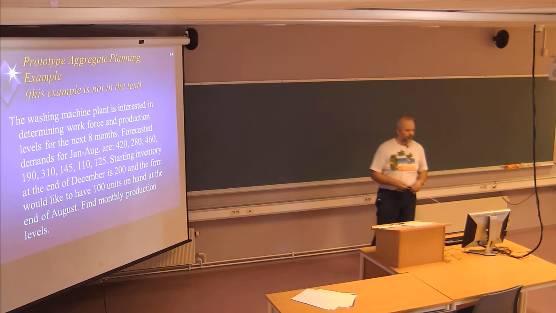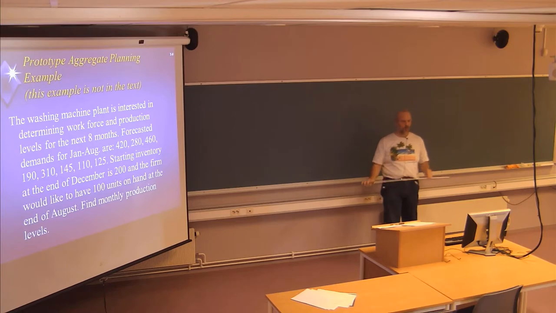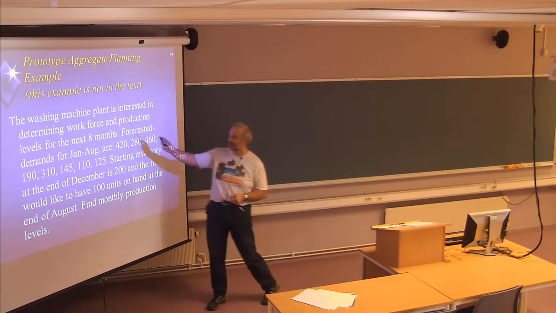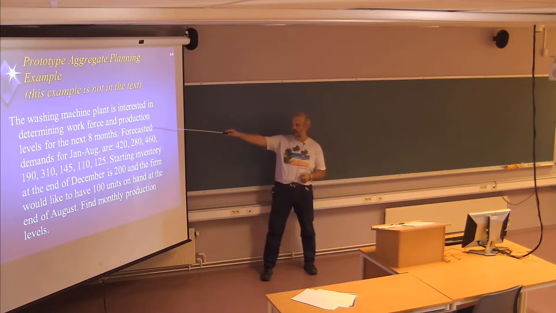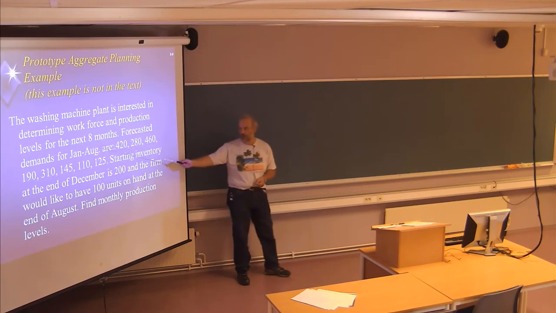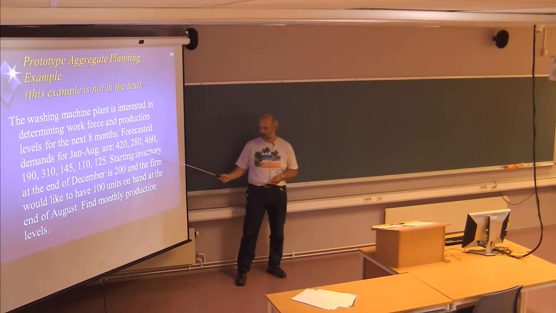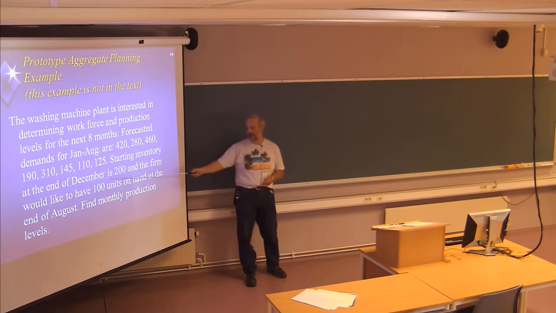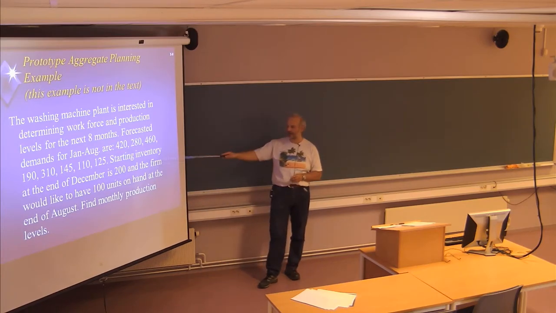So we assumed that we were using this aggregate example for washing machines. And then we had a forecast for 8 months from January to August, shown here. And you also had some starting inventory at the end of December, which was 200. And you also have some policy that you should have 100 units on hand at the end of August.